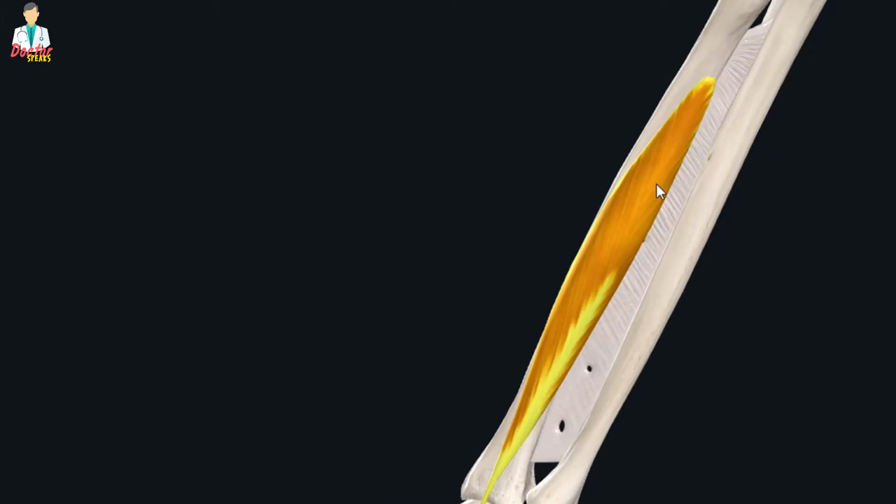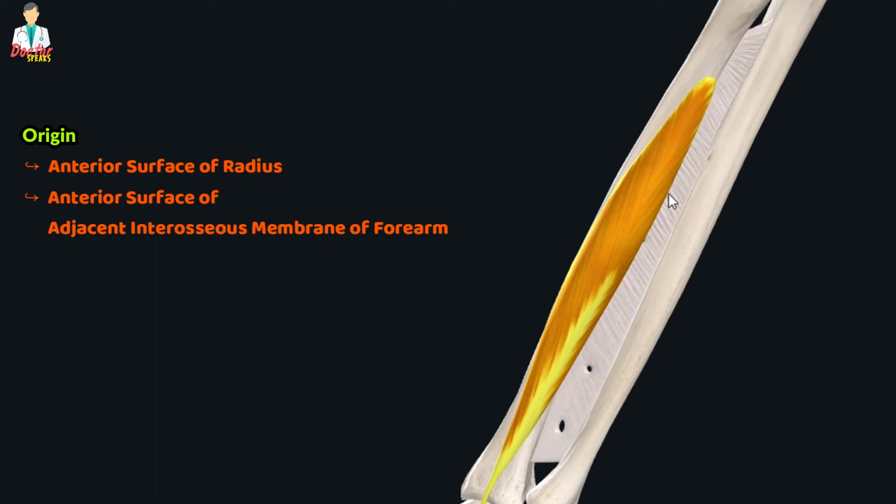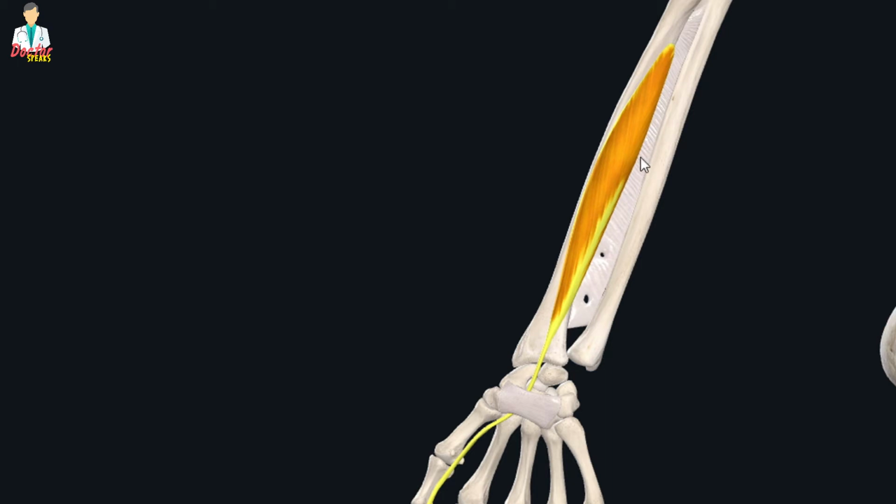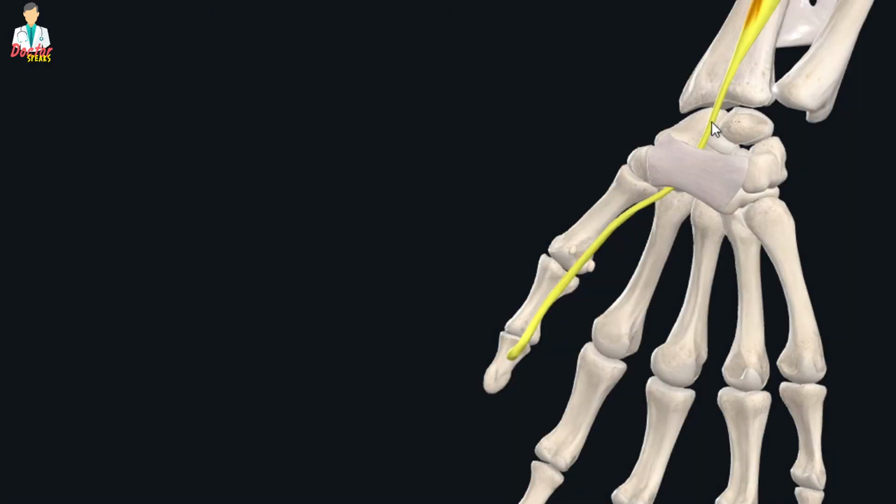So the Flexor Pollicis Longus muscle has its origin from the anterior surface of the radius and the adjacent interosseous membrane of the forearm. And after origin from these specific areas, the muscle fibers form a single muscle tendon which runs through the carpal tunnel. After passing through the carpal tunnel, this tendon then travels towards the thumb and inserts onto the palmar aspect of the base of the distal phalanx of the thumb.